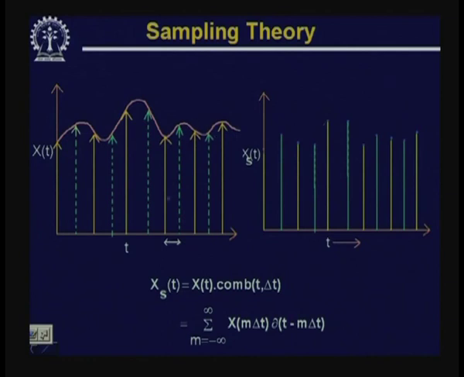So, effectively this particular sampling, when from this analog signal, this continuous signal, we have gone to this discrete signal, this discretization process can be represented mathematically as x_s(t) is equal to x(t) into comb of t delta t, and if I expand this comb function and consider only the values of t where this comb function has a value 1, then this mathematical expression is translated to x of m delta t into delta of t minus m delta t, where m varies from minus infinity to infinity.